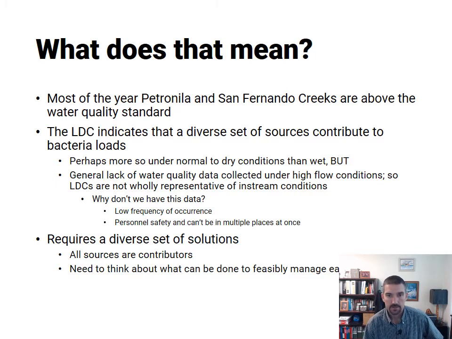So the LDCs, they do indicate that it's a diverse set of sources. So it's not just point sources, or it's not just non-point sources. It's actually everything that's out there. So again, everything with hair, fur, and feathers that's contributing to the E. coli loading in the watershed is actually causing those loads to be higher than that allowable level. And what that translates into is the need for a diverse set of solutions to address these issues. So again, it's not going to be just dealing with wildlife, or just dealing with livestock, or just dealing with wastewater. It's going to be some of all the things.